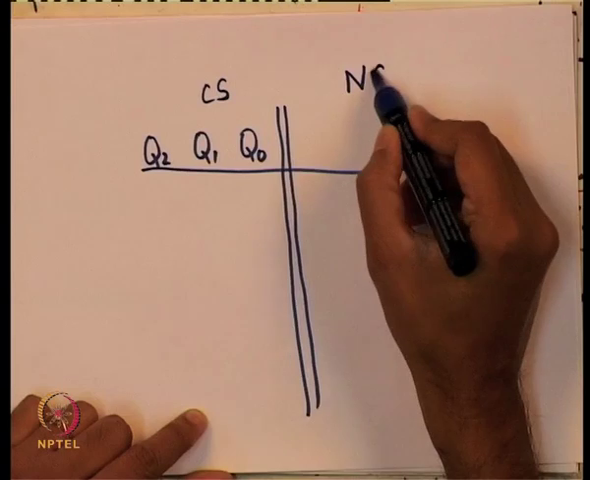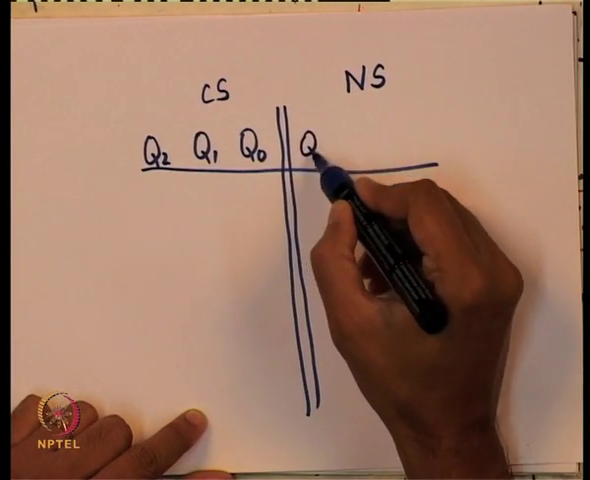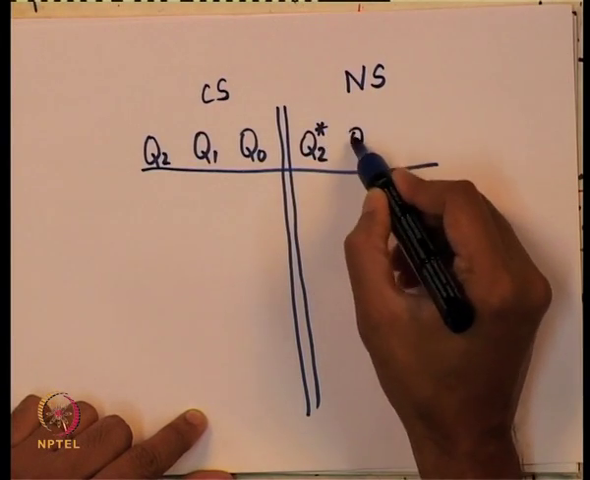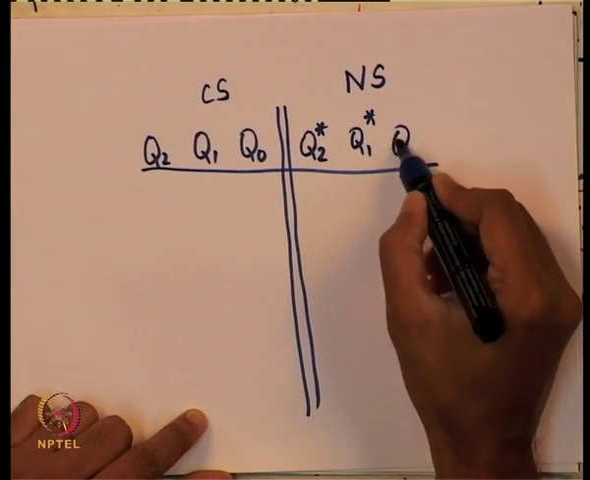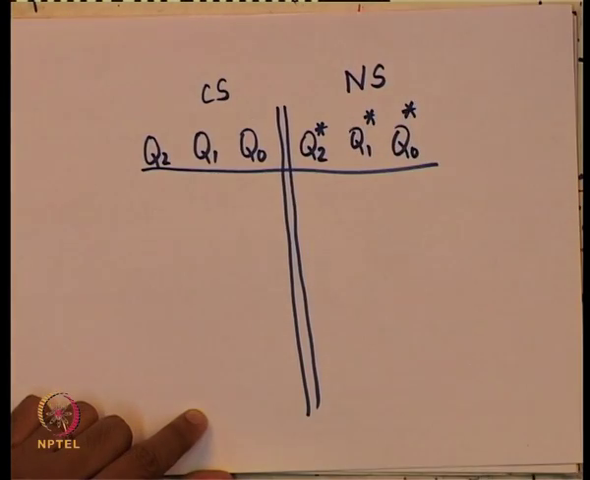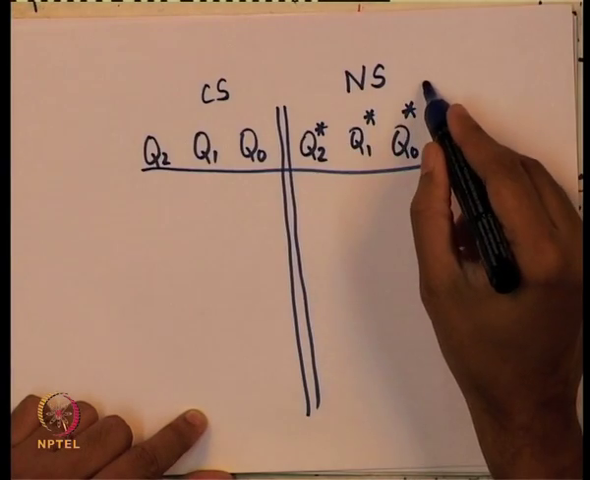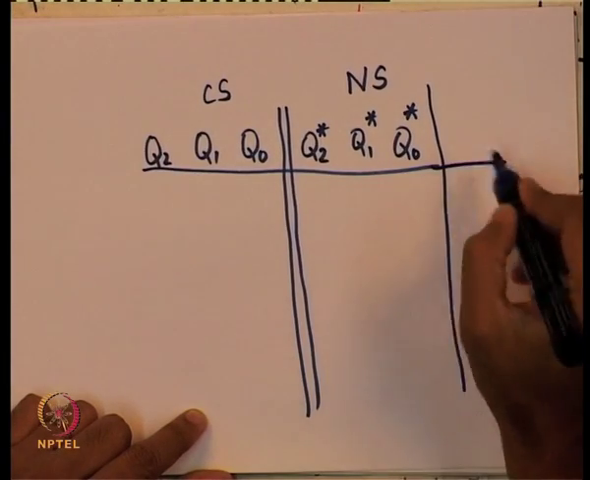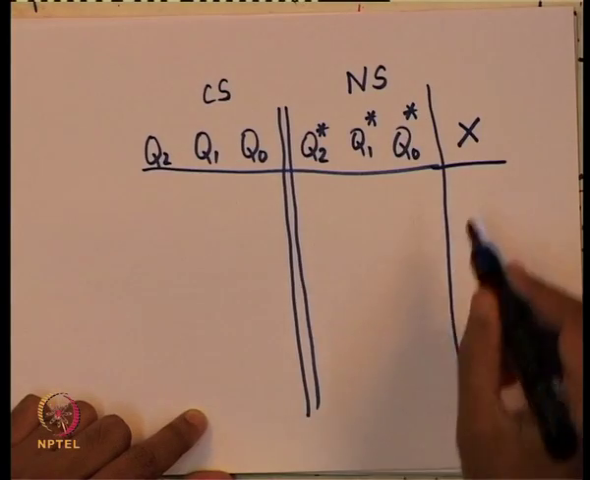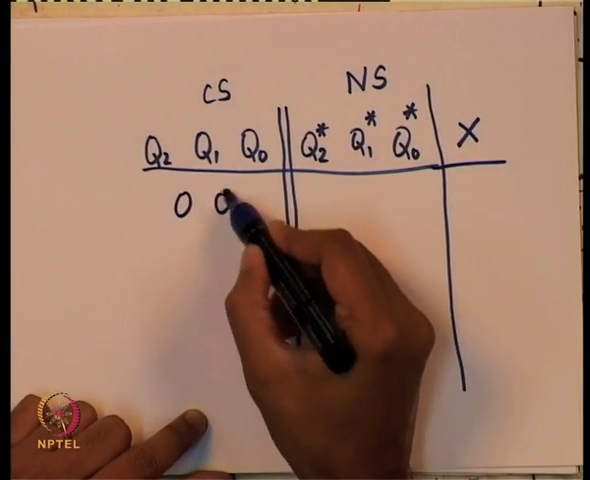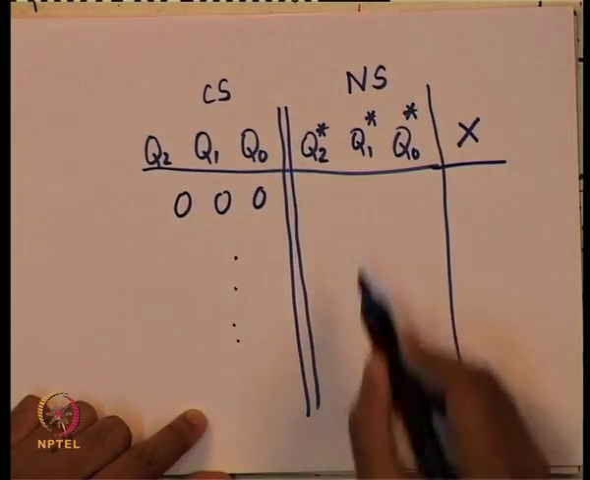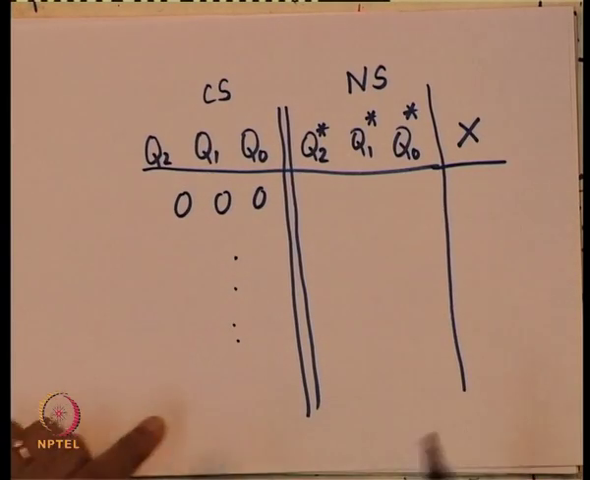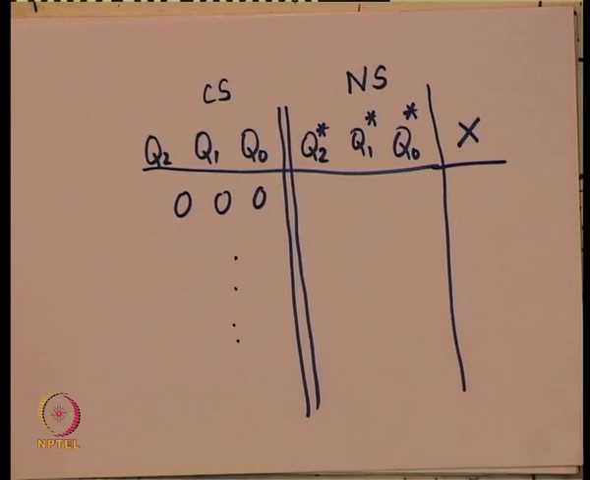You should tell me what the next state will be, which means you should give me Q2 star, Q1 star, Q0 star, and you should also tell me what X is going to be. So you fill up for various combinations here, you tell me what these entries are going to be. Go and write this down. This is going to be part of your quiz also, it is going to be a quiz question also.